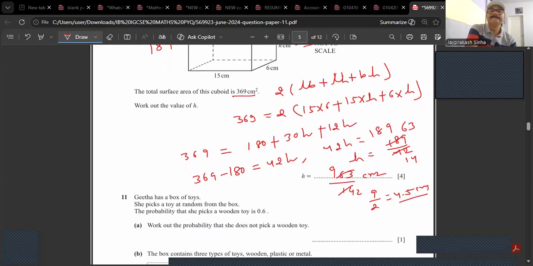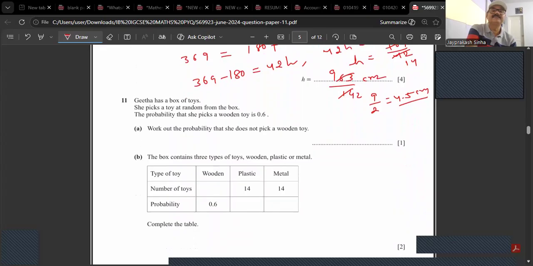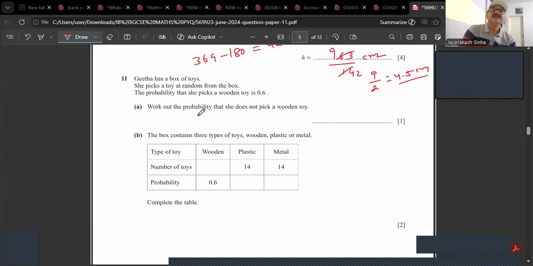Okay. We'll go to the next problem. Geeta has a box of toys. She picks a toy at random from the box. The probability that she picks a wooden toy is 0.6. So work out the probability that she does not pick a wooden toy.